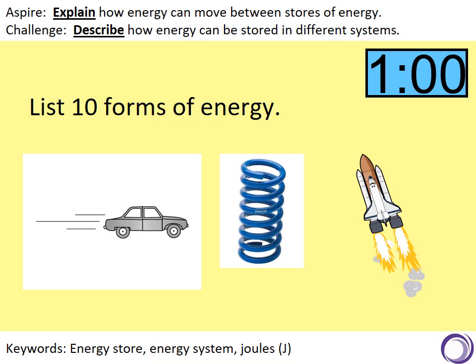So 1 minute then, let's just see what your background knowledge is, what you can remember from year 8. List 10 forms of energy. So just 10 energy words. Don't start with geothermal and solar. Remember, those words are describing energy resources that we have. So I want the forms of energy, the types of energy.